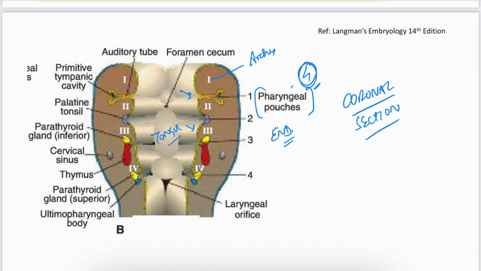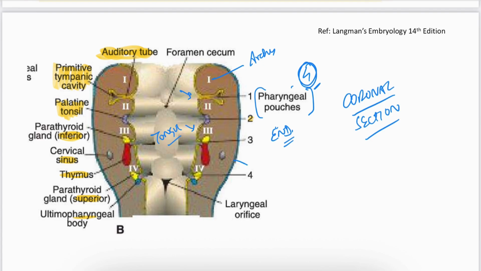For the first pouch, again I repeat, it is endodermal from the inside. The first pouch is basically over here. If I highlight, it is the tympanic cavity and the auditory tube, as you can very well see. From the second pouch, we have the palatine tonsil. From the third pouch over here, we have the inferior parathyroid and the thymus over here, not the cervical sinus. We'll talk about it. From the fourth pouch, we have the superior parathyroid and the ultimobranchial body. These are derivatives you will see in the tabular form also.